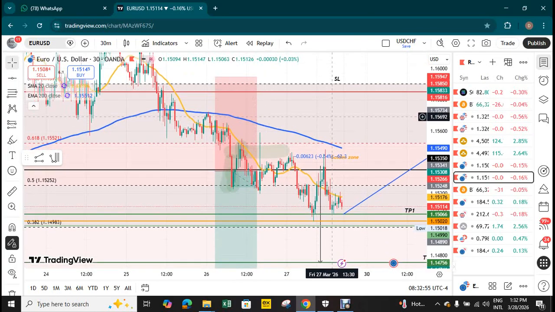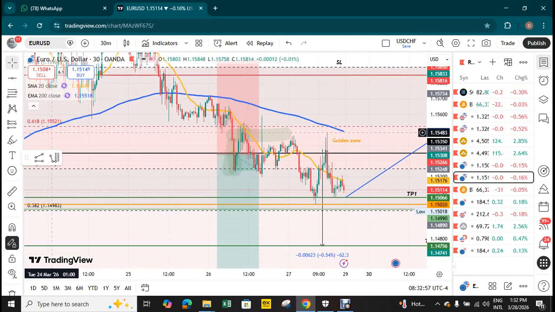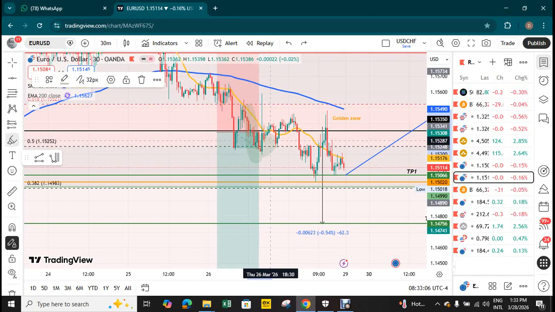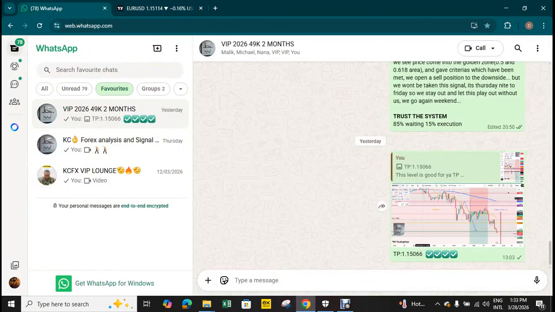Or if you don't want to wait for that, you can also wait for price to come down towards this level, give us a good criteria here, then we can take a sell position towards our TP1, which you saw that happened at this level. We saw price come to our TP1, and that was fantastic. This happened on a Friday afternoon, I think.